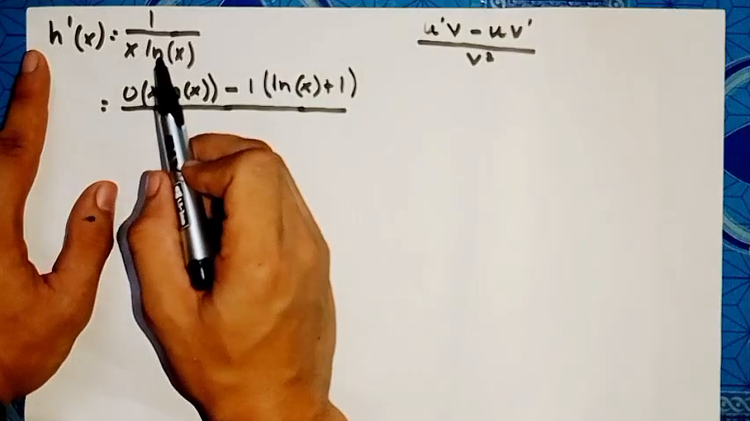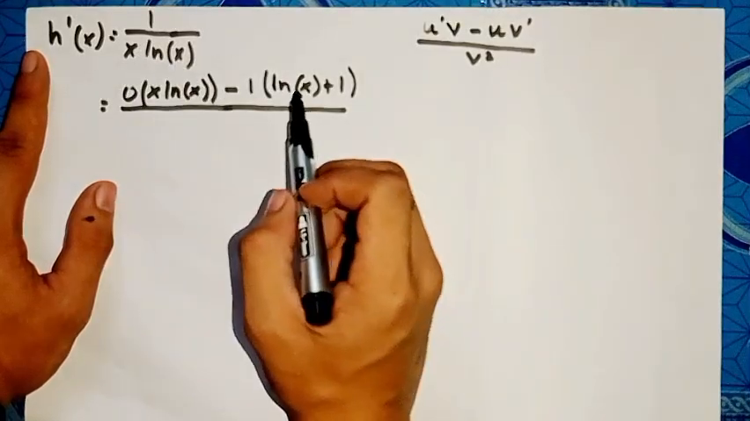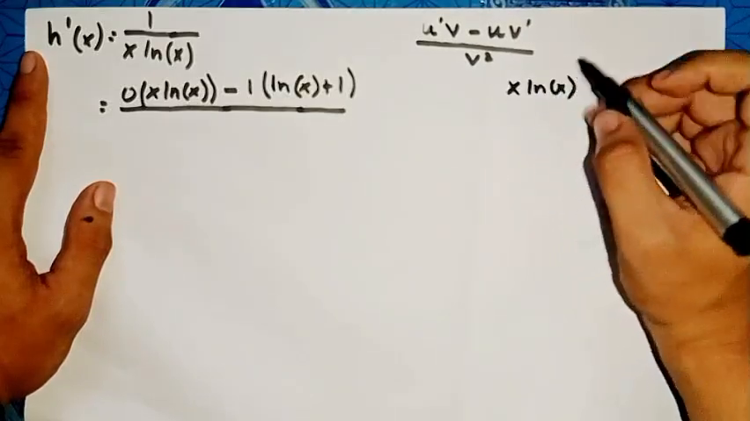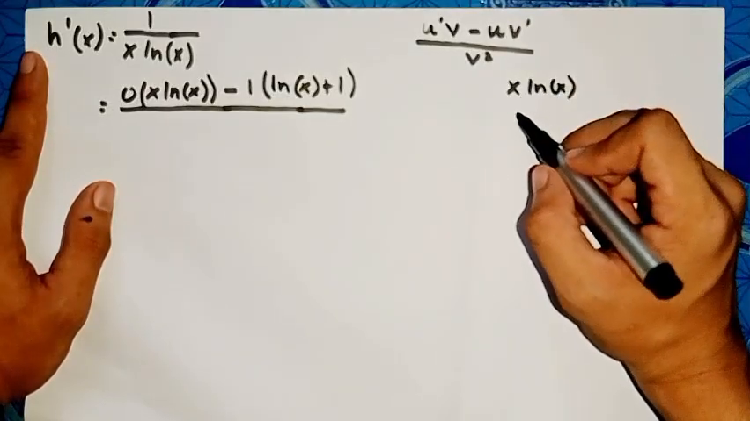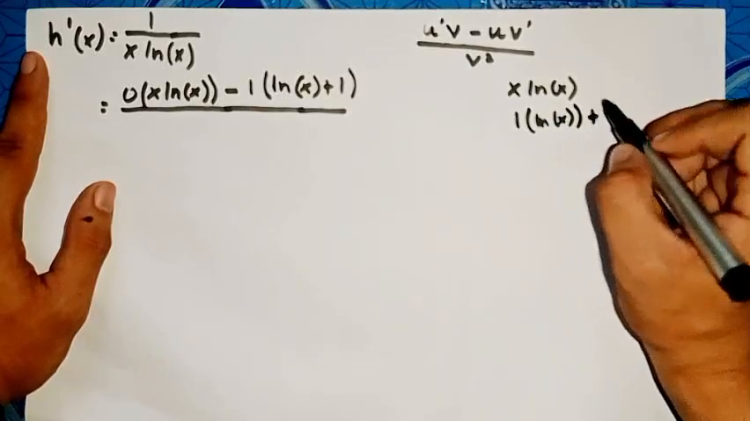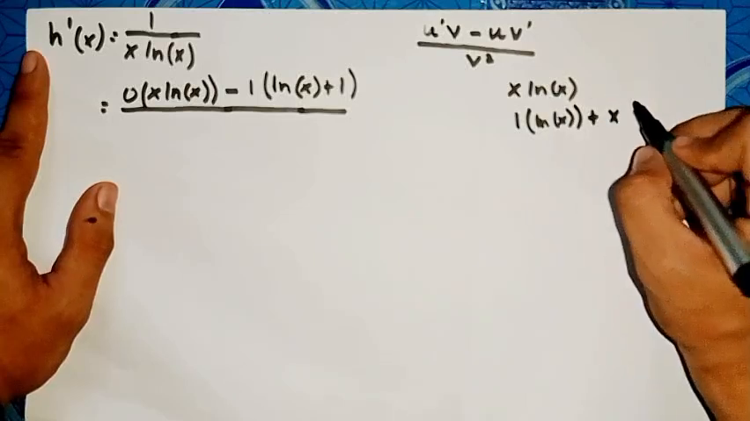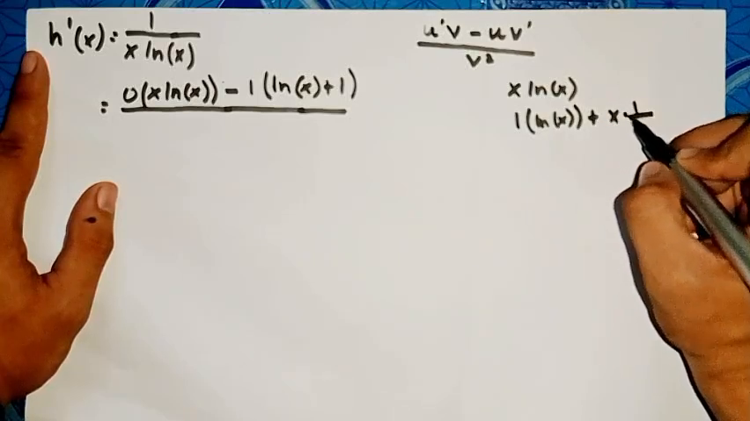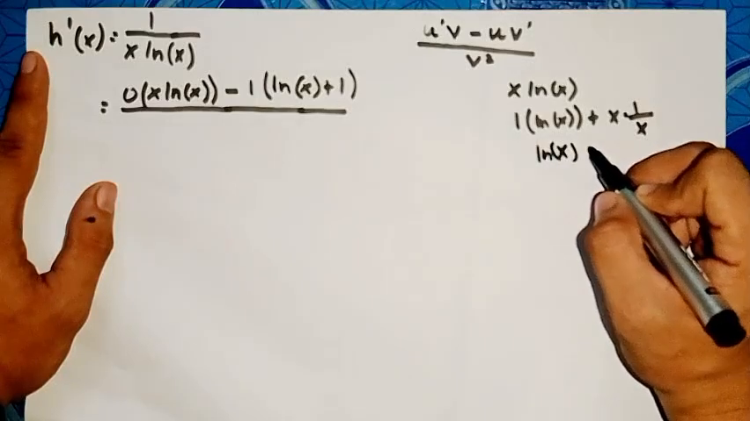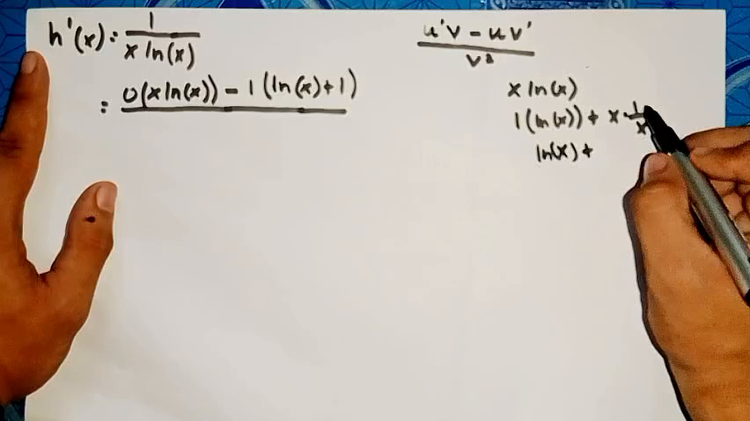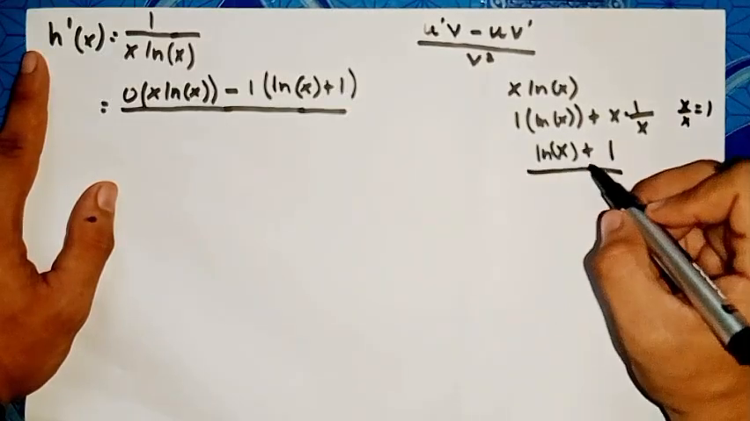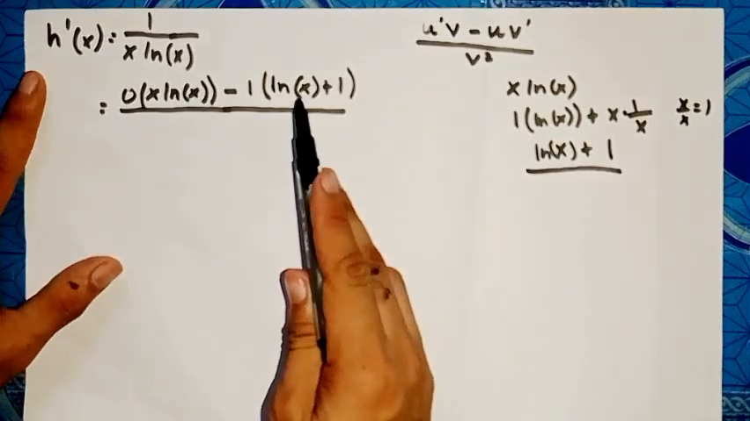How do we get the derivative of x ln x? Just apply the product rule. For x ln x, we have the derivative of x, which is 1, times ln x, plus copy the x times the derivative of ln x, which is 1 over x. So ln x plus x times 1 over x, which is 1 since x over x is equal to 1. Therefore, ln x plus 1. That's why we come up with this answer.